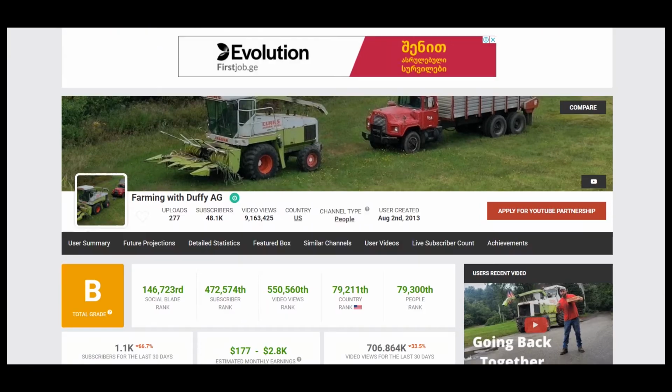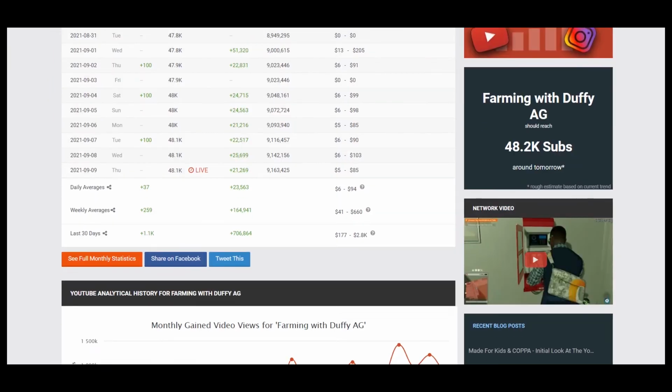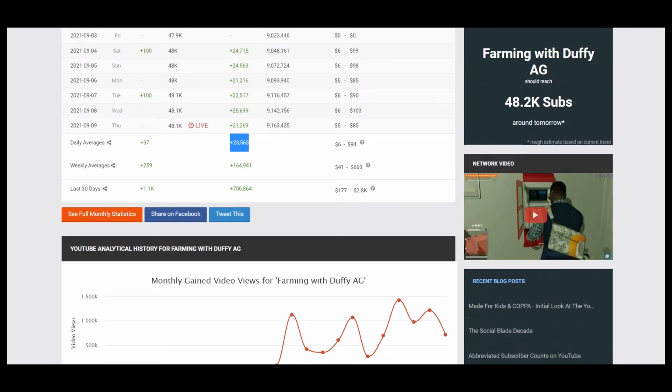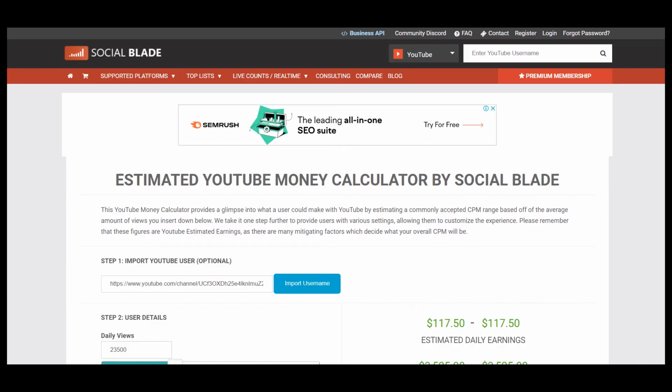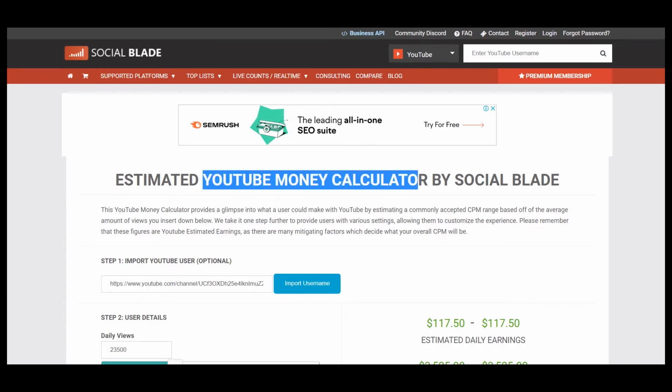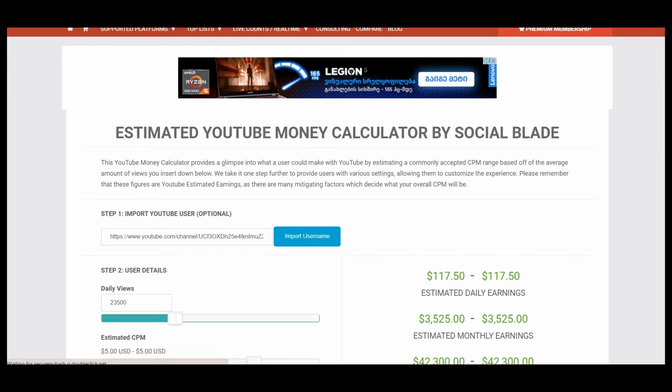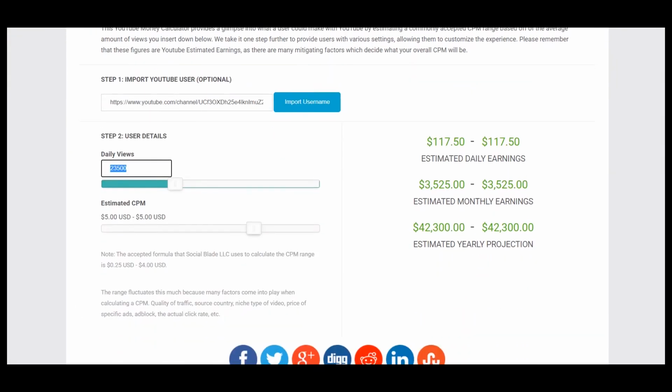To see average daily views, we should scroll down and it is 23,563. To estimate earnings, we should visit the YouTube Money Calculator by Social Blade again. And here are the daily views and the CPM, which is $5. CPM is an abbreviation and it stands for cost per thousand views.